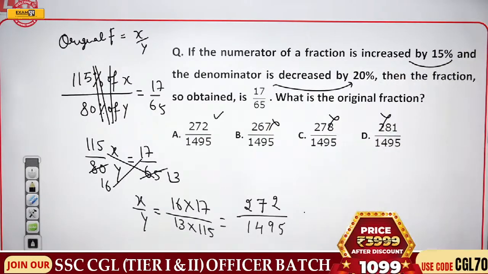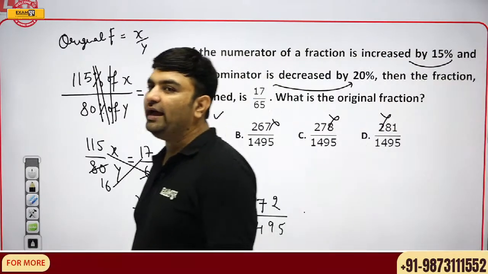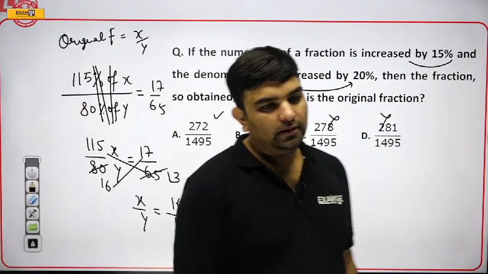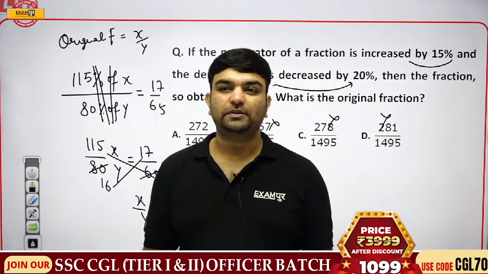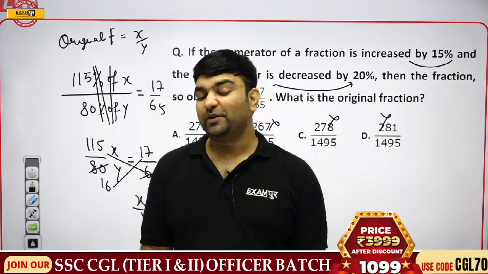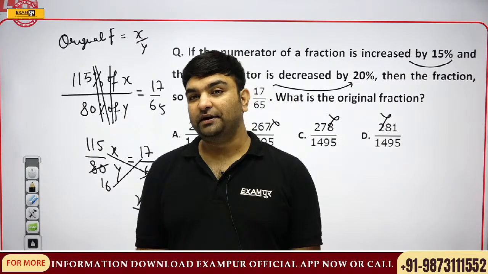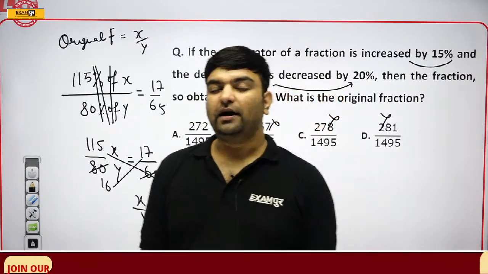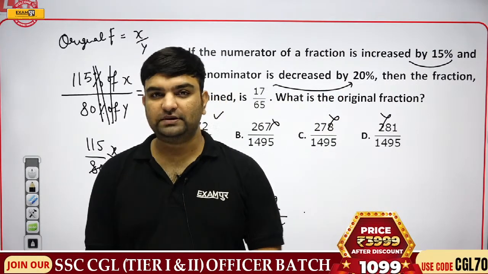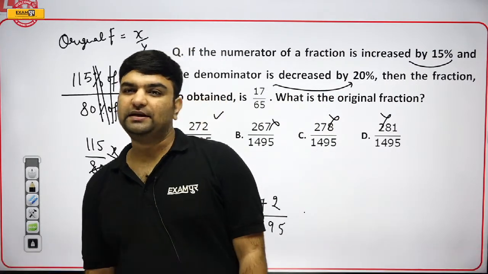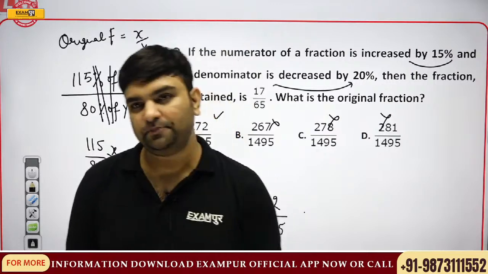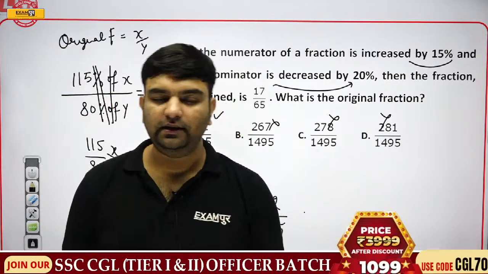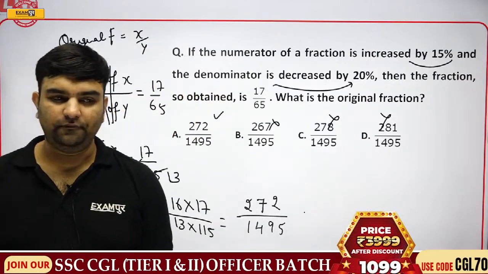So percentage change is always added to 100. 20% increment means 100 plus 20, 120% of itself. 30% increment means 100 plus 30, 130% of itself. 50% decrement, 100 minus 50, 50% of itself. 40% decrement, 100 minus 40, 60% of itself. 90% increment means 100 plus 90, 190% of itself. Okay?